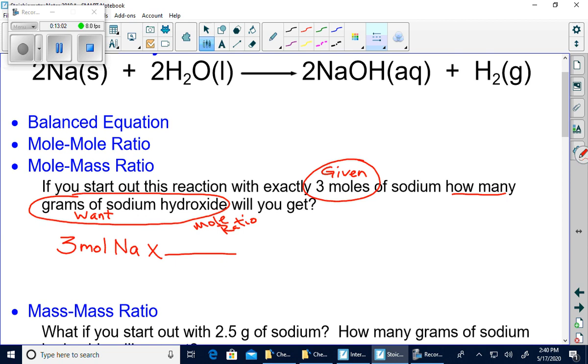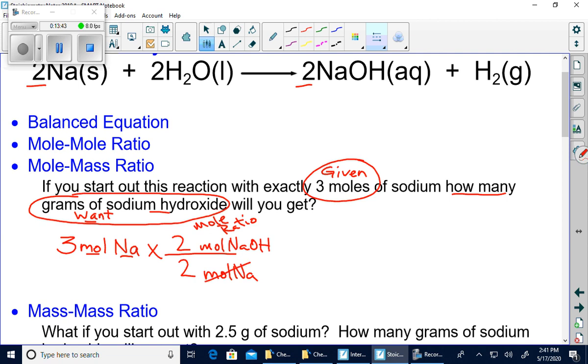So I'm given moles of sodium, so I need to put that on the bottom. And I want sodium hydroxide, so I need to put moles of sodium hydroxide on the top. And then I look at my balanced equation. 2 is my coefficient in front of the sodium, so I put the 2 with the sodium. And 2 is also the coefficient in front of my sodium hydroxide, so I put that there.